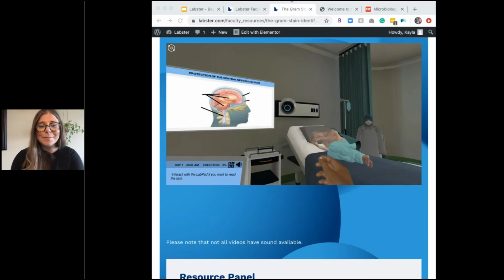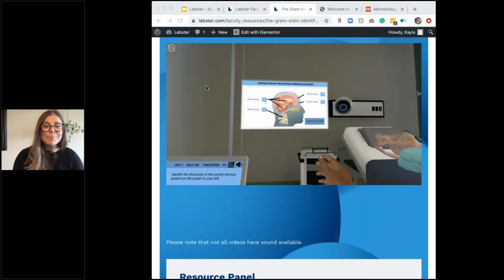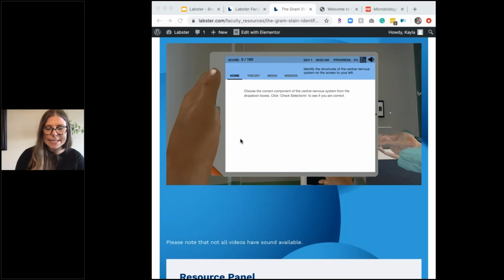So beyond the introduction, once you enter the meat and potatoes of the simulation, most simulations start off with a bit of background introducing you not only to the concept as a whole, but what you're going to be doing in this specific storyline. In this one, we're working with a patient who is suspected of having meningitis. The simulation starts off with us learning a bit more about the central nervous system and identifying some structures in the central nervous system on the diagram up here on the screen to help us better understand how we can work with cerebrospinal fluid and what that entails.